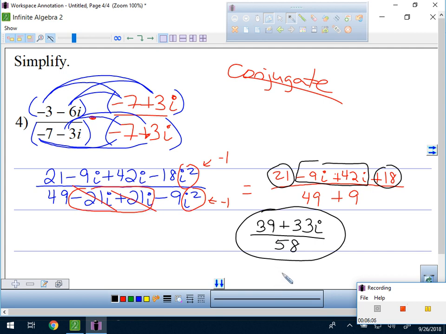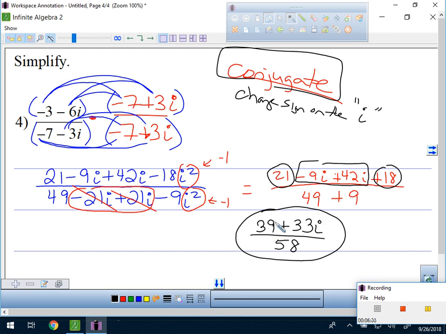What you got, Tim? Positive 33i? Right there, is it? Right here? Right there, that's the conjugate. Conjugate means you change the sign on the imaginary. So change the sign on the imaginary. That was a good question.